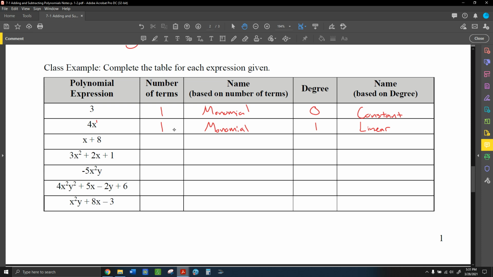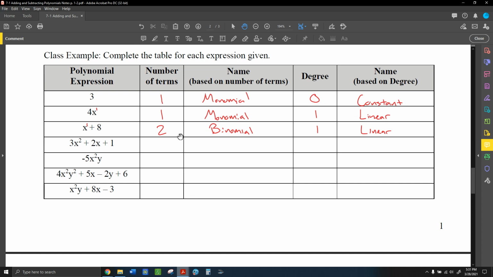Next up, x plus 8. Here we have a sum of two monomials. So we have x and 8. This is two terms, or a binomial. This has degree, so look at the highest exponent. Highest exponent in this case is 1. And again, this is linear. Again, if you were to graph this, x plus 8, this is in slope-intercept form, y equals mx plus b. This is a line. So you can double check your work that way.